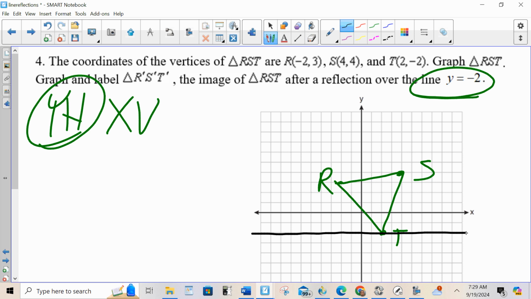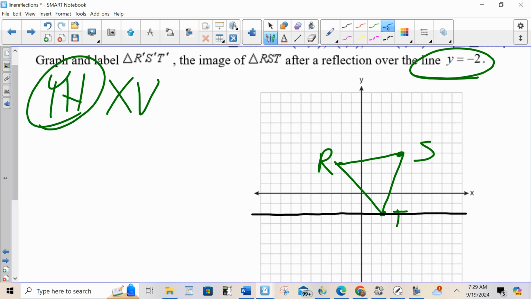So now I need to count to the line I'm reflecting over. I'll start with R. To get from R to that line, I go down 1, 2, 3, 4, 5. So go down another 1, 2, 3, 4, 5. That's R prime. S prime, 1, 2, 3, 4, 5, 6. 1, 2, 3, 4, 5, 6. That's S prime. T is on the line of reflection, so it remains invariant. It stays where it is. I connect them. I'm done.